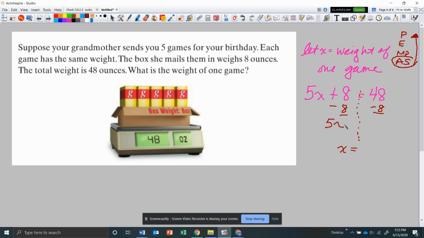And I've got 5x left on this side because these cancel. And 48 minus 8 is 40. And then I divide by 5 on both sides. And I find these cancel, and I'm just left with x. And over here, I get 8. So 8 ounces for each game is the answer I'm looking for here.